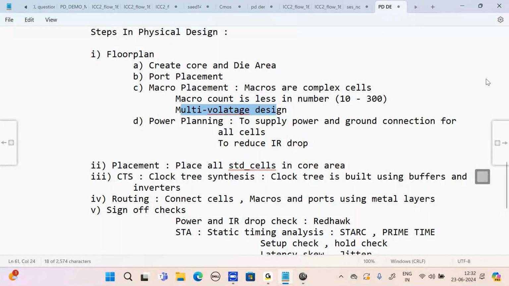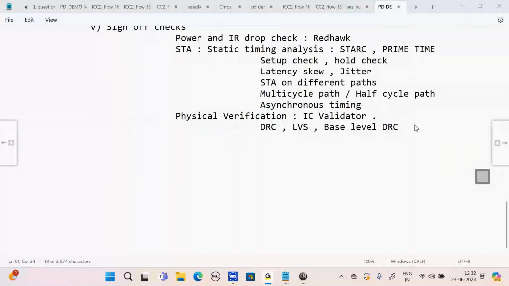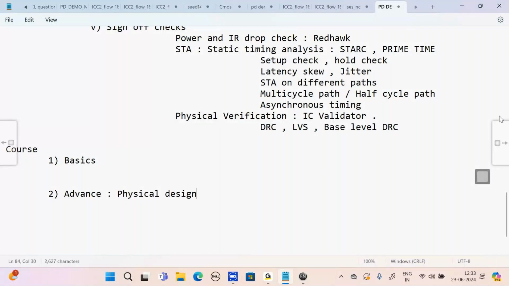Okay. Next, all this syllabus we will cover. So next is our course content. This is the advanced course content. Our course is split into two things: one is basics, another one is advanced. In advanced, we are going to discuss what? Physical design with industry standard project.